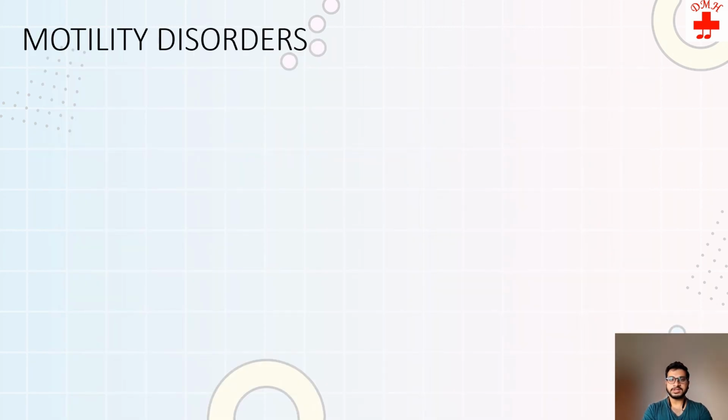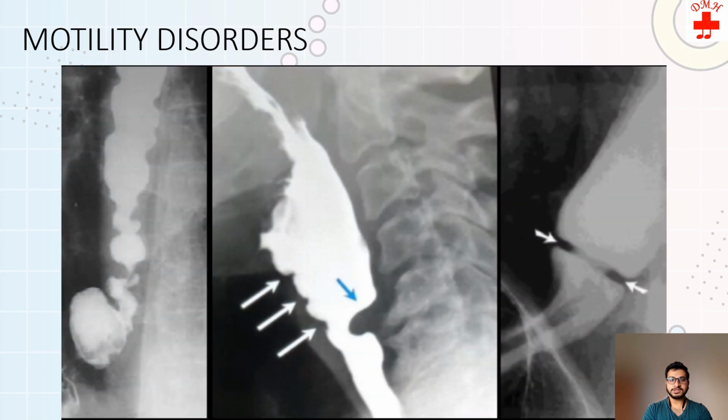First, the motility disorders. So the first image, we can see tertiary peristalsis in a lying down position, which indicates that the person has some motility disorder, which can be attributed to neuromuscular disorders or pseudobulbar or bulbar palsy. The second image shows anteriorly tertiary peristaltic movements with posteriorly an abnormal cricopharyngeal bar.